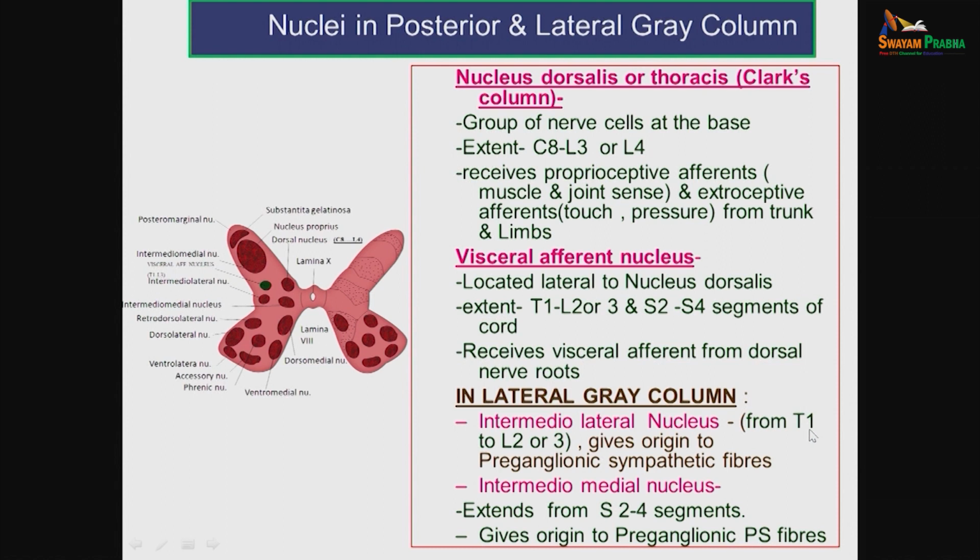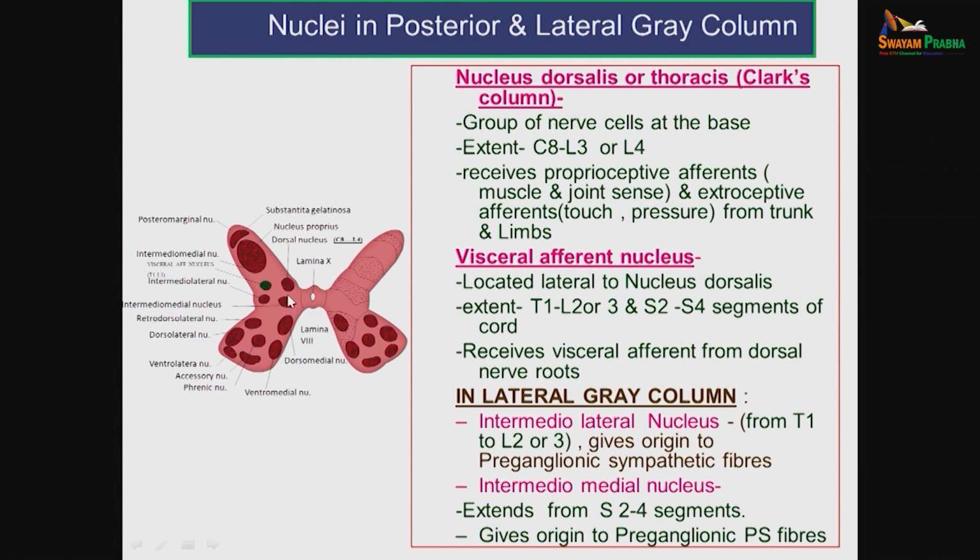So, from T1 through the entire thoracic segment of the cord, you have a lateral grey horn, and also till L2 or L3 segments you have a lateral grey horn. That corresponds to the intermediolateral nucleus. The axons arising from this form the preganglionic sympathetic fibers. So, that is the intermediolateral nucleus. The intermediomedial nucleus is present in S2 to S4 segments of the cord.